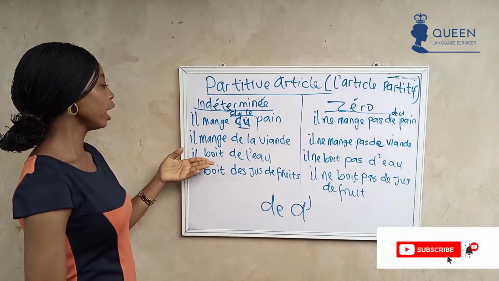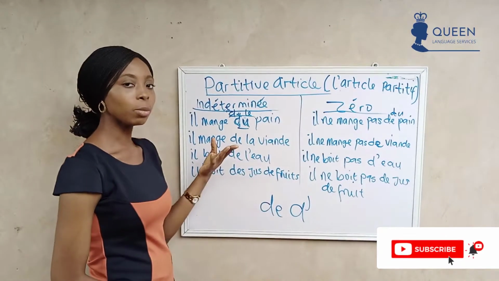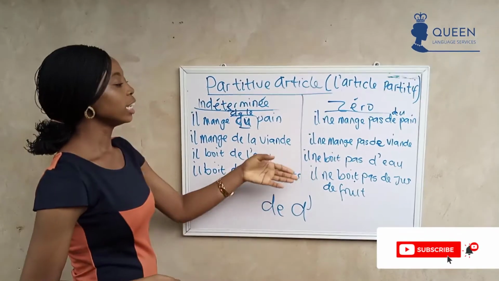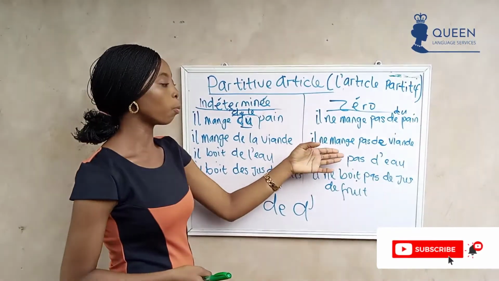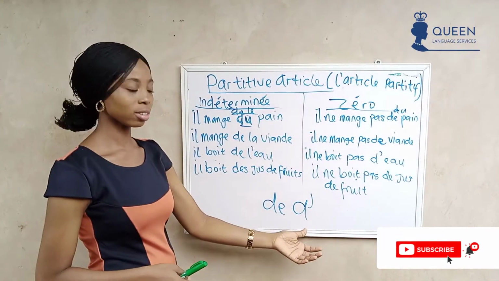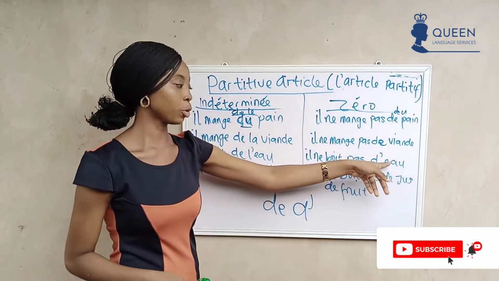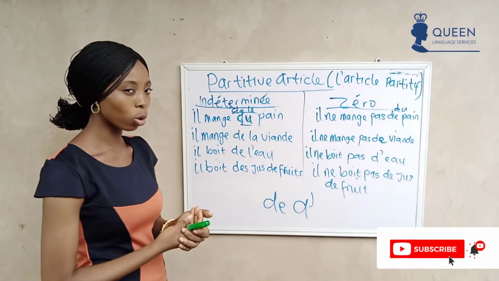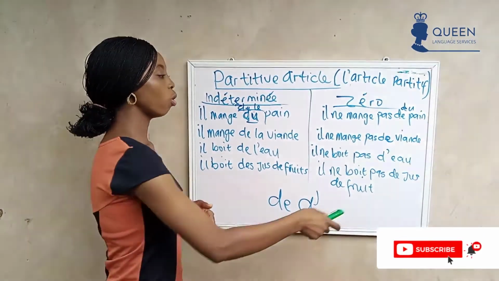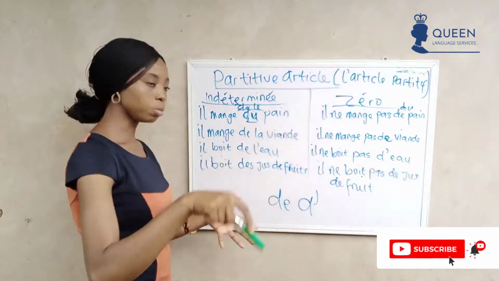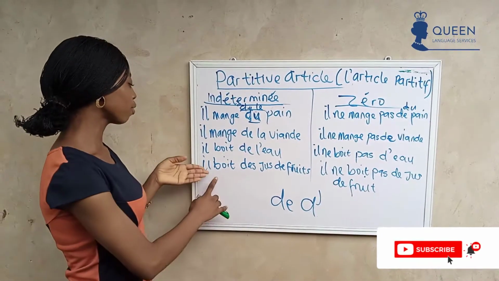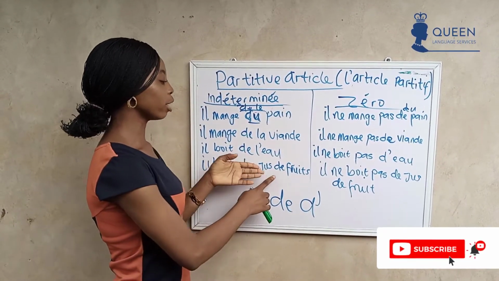Okay, so we have il boit de l'eau. Il boit de l'eau. So the water he took, we can't determine the quantity. In the negative form, we have il ne boit pas d'eau. Can you see? It's taking this form because it is going to be apostrophe, because the next word coming in front is a vowel. So a vowel must be cancelled for the next one to come into place. So we have il boit du jus de fruit.